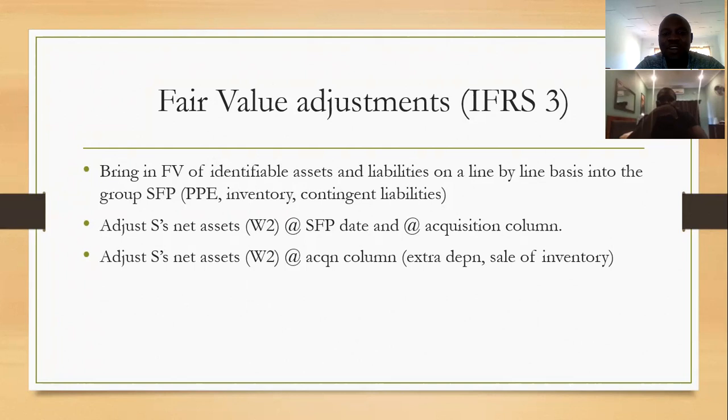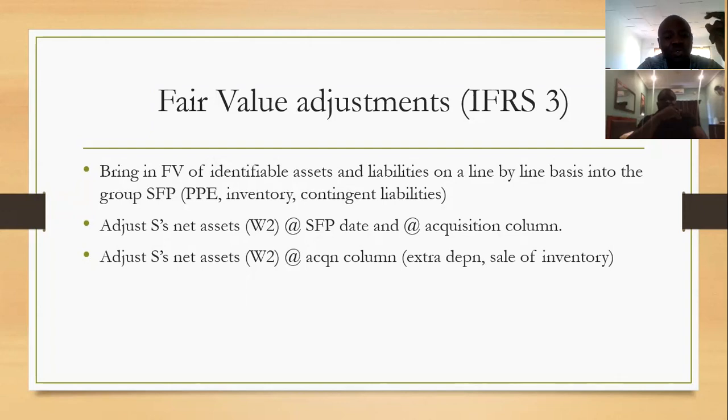So the first thing that we have to do, we have to adjust the subsidiaries' net assets, which obviously we'll see in the example. So that working two, we'll have to adjust it. And this is what we did on inventory. You remember we did this fair value adjustments. Yes, it's the same thing that we are actually looking at.